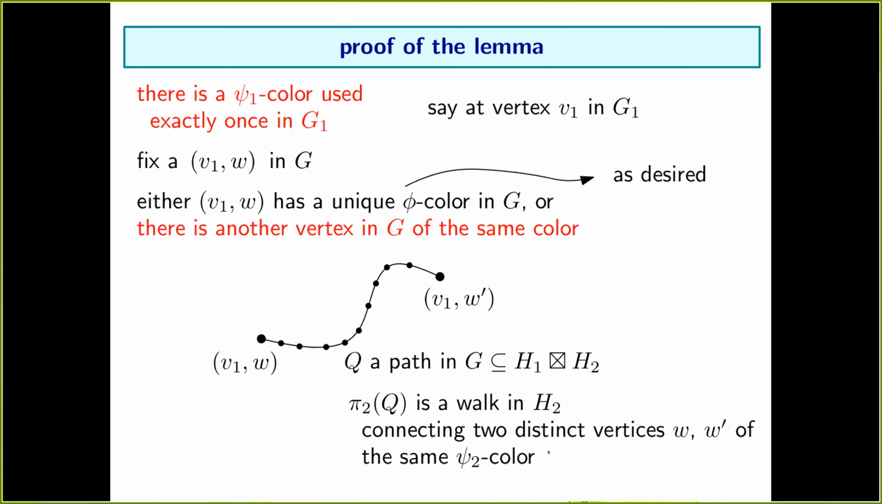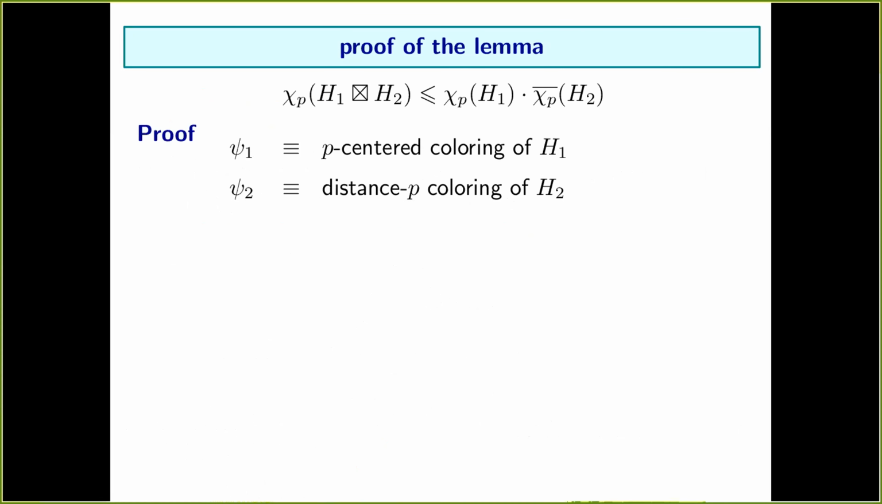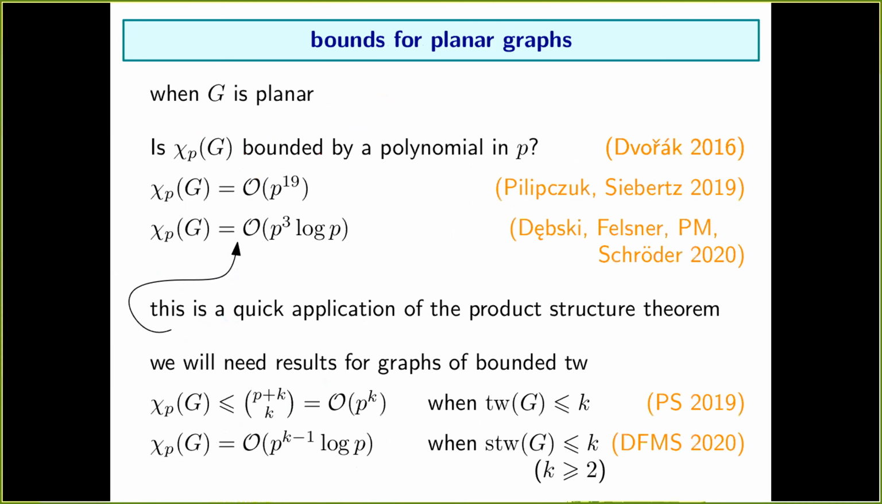And that's a perfect situation for this strong distance p coloring, because we have two distinct vertices of the same color. So any path between them, and the lazy walk contains a path between them, must carry lots of colors. So we have lots of colors, more than p colors there. So we carry more than p colors in the actual product coloring, and this completes the proof. And this completes the actual statement of the bounds for the p-centered chromatic number.